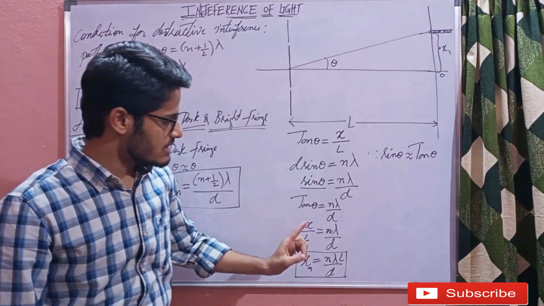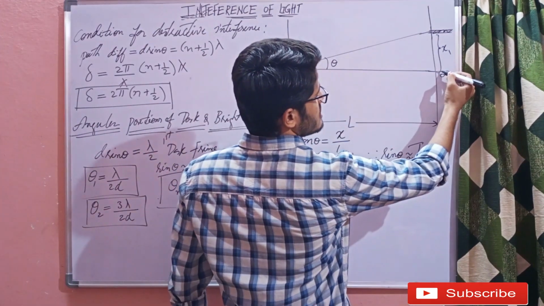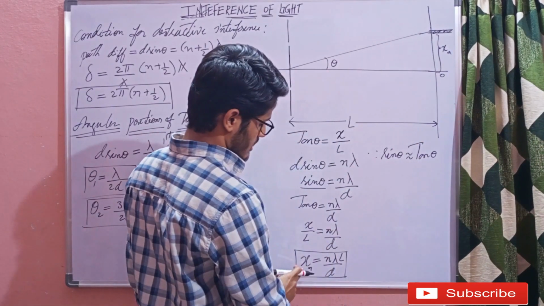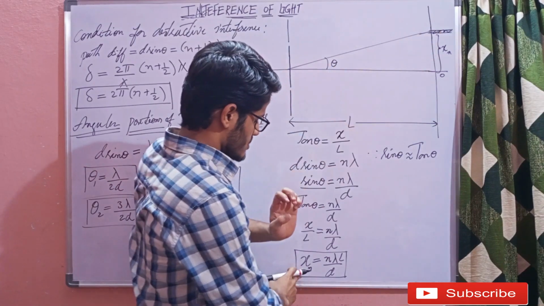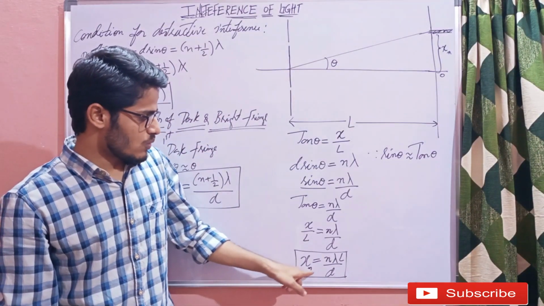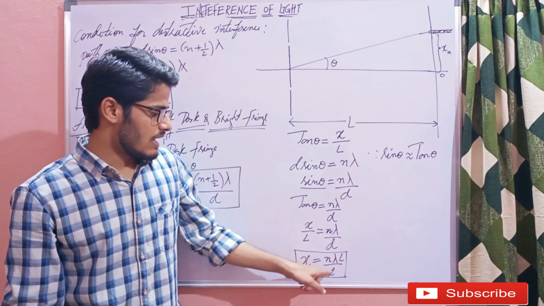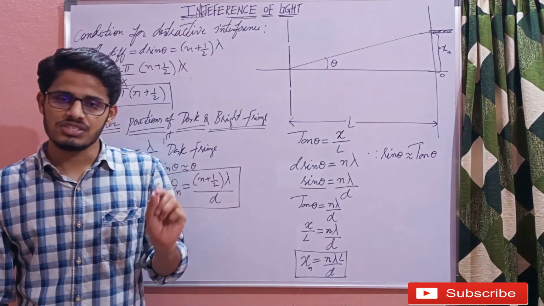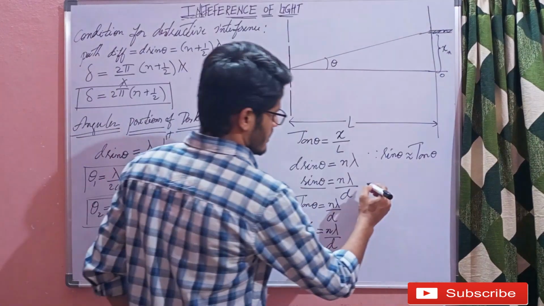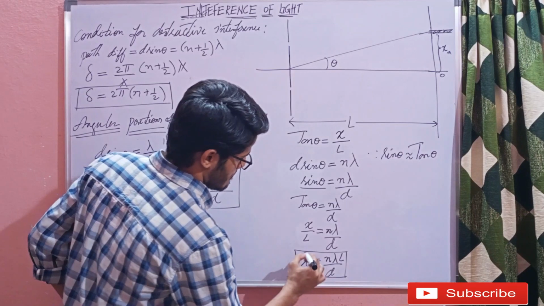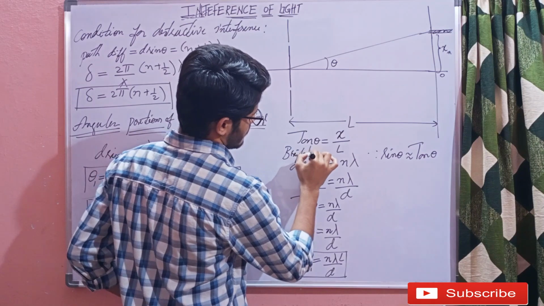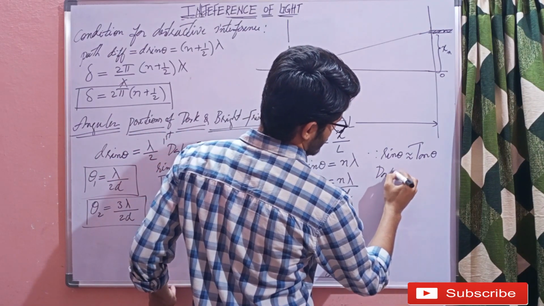If you want to find out the distance of the first bright, put n equal to 1. Here this is for the nth bright fringe. For the first bright, put n equal to 1, and it will be lambda L by d. If you want to find out the distance for the second bright, put n equal to 2. Likewise, you can find out the others. Similarly, this was for the bright, and we can do it for dark also.